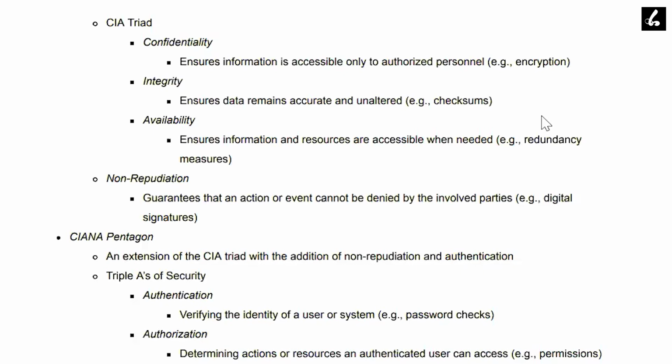Then we have the CIA Pentagon. The CIA Pentagon is an extension of the CIA triad. Earlier, only the CIA triad was there, but now security people have involved some more terms. They are non-repudiation and authentication. Non-repudiation you already know, and authentication means verifying the identity of the system, like who you are. If you log into applications, first of all you need to enter your credentials, because the application wants to know who you are.